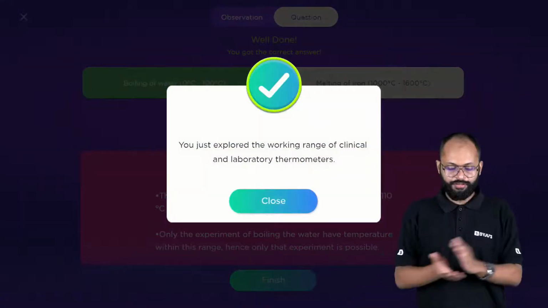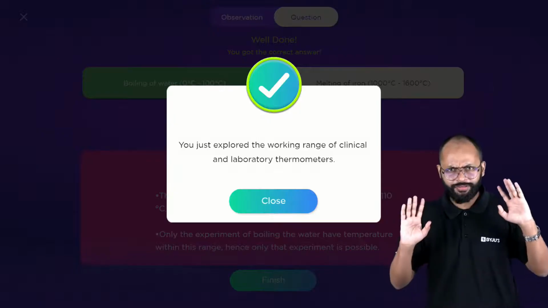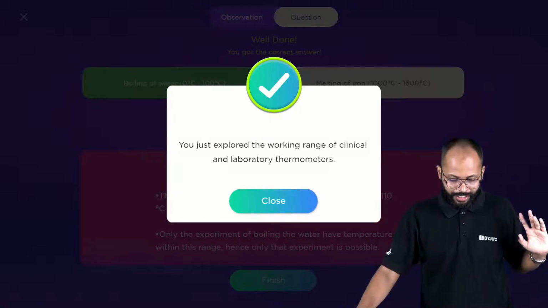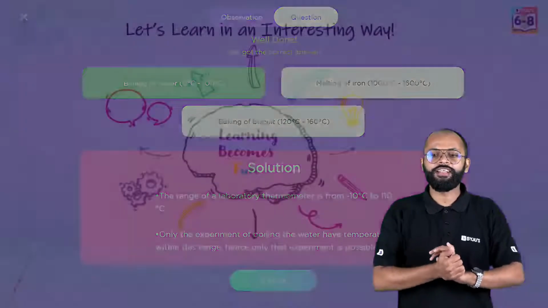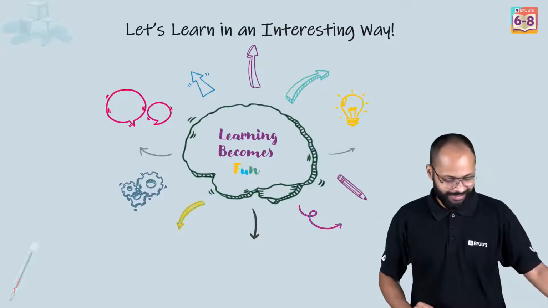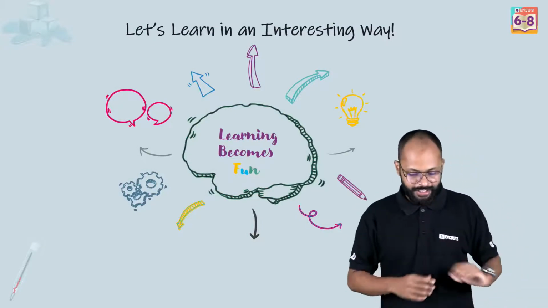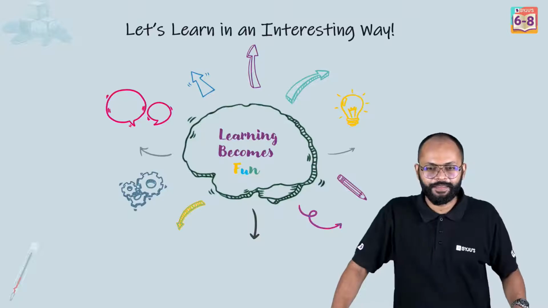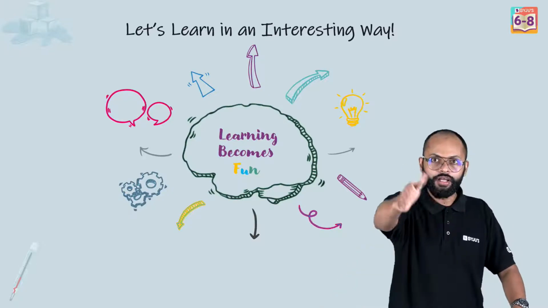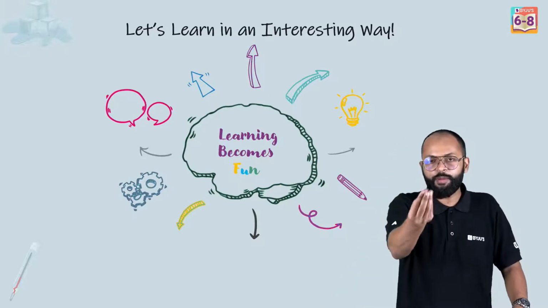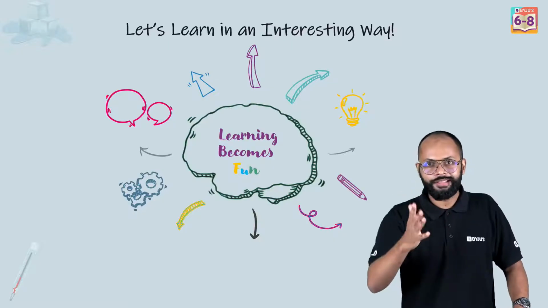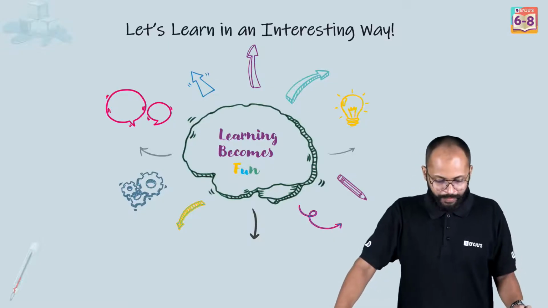And yes, we are done. Easy question. Come on, let's move forward then. Melting of iron, no. 1000, and your thermometer is measuring till 110. It won't work, right? Easy.